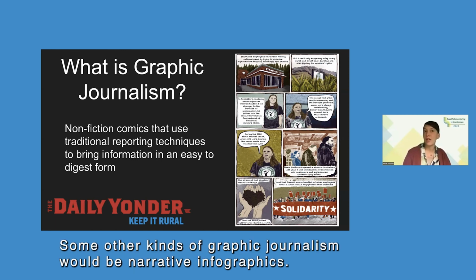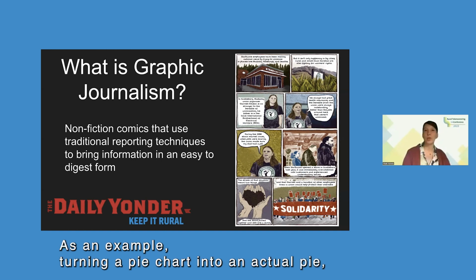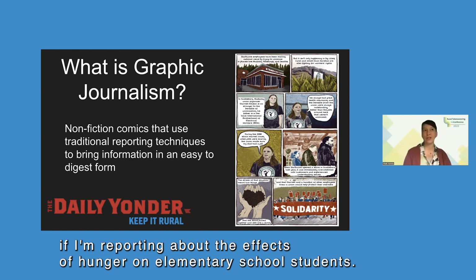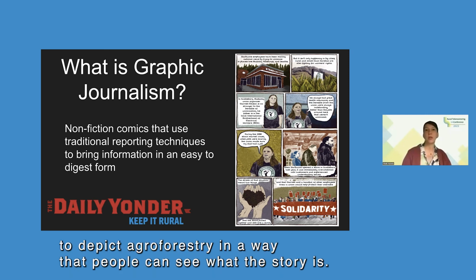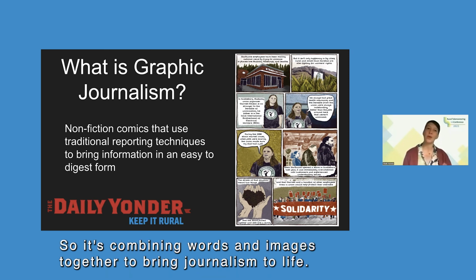Some other kinds of graphic journalism would be narrative infographics, as an example, turning a pie chart into an actual pie if I'm reporting about the effects of hunger on elementary school students, or being able to use visual aspects to depict agroforestry in a way that people can see what the story is. So it's combining words and images together to bring journalism to life.